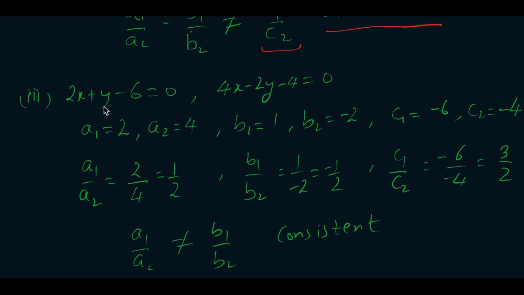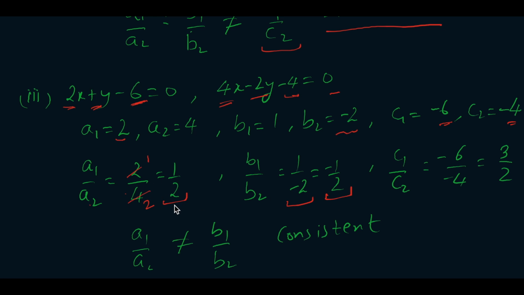Our third question here is 2x plus y minus 6 equals 0 and 4x minus 2y minus 4 equals 0. So a1 is 2, a2 is 4, b1 is 1, the coefficient of y, b2 is minus 2, c1 is minus 6, and c2 is minus 4. So a1 by a2 is 2 divided by 4. 2 times 1 gives us 2, 2 times 2 gives us 4. So the reduced form is 1 by 2. b1 by b2 is 1 by minus 2, so it is minus half.